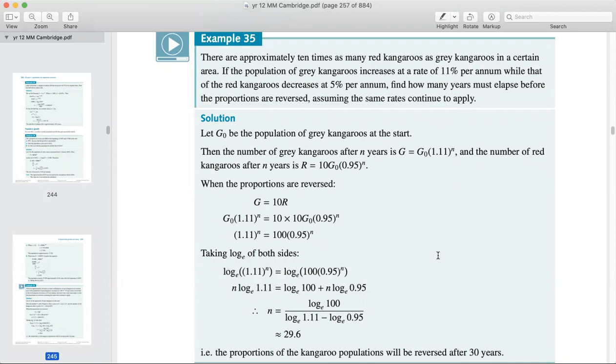And even the worst case is: how many years must elapse before the proportions are reversed? So basically the first time, the red one is 10 times the green one, but then later the green one is 10 times the red one, which took me some time to figure out what they were asking.